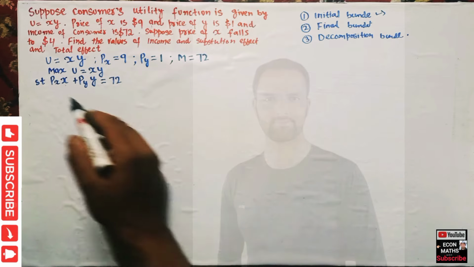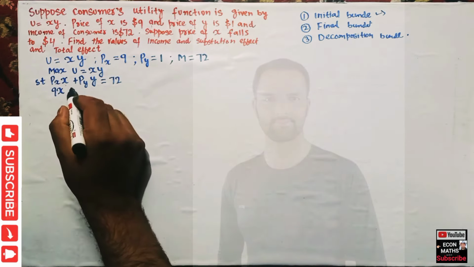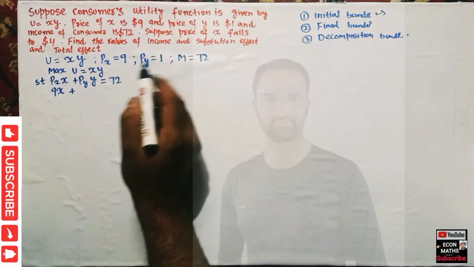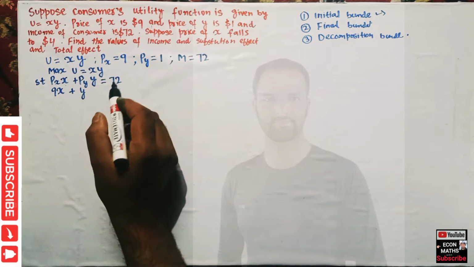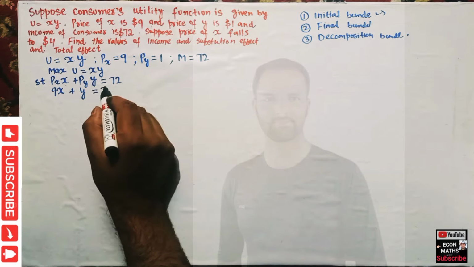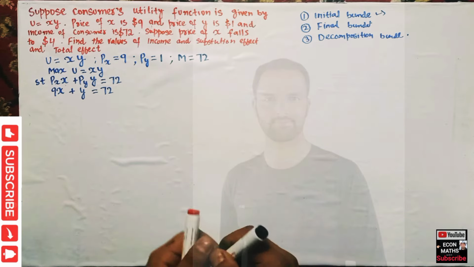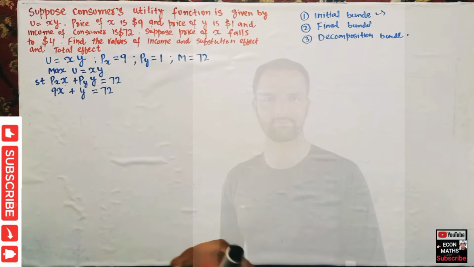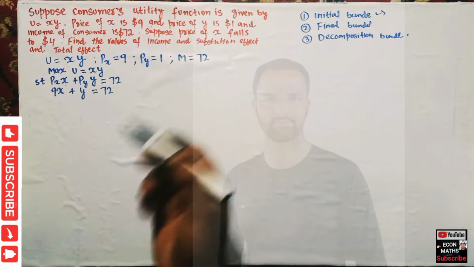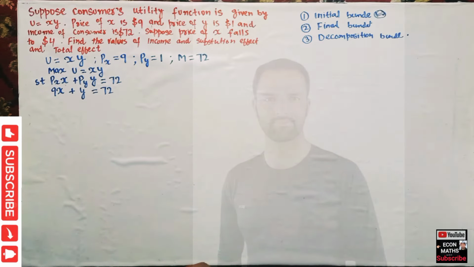What is the price of x? That is 9. I can write here 9x plus, what is the price of good y? That is 1. So I will write here y only, 1 into y is y, should be equal to 72. That means we should exhaust all our income on these two goods. Now, what is the optimality condition for the initial bundle? I repeat, I am first deriving the initial bundle. For that we need the optimality condition.